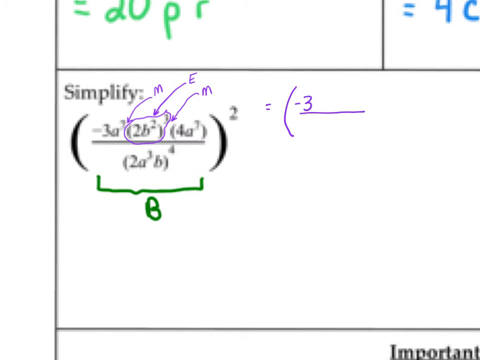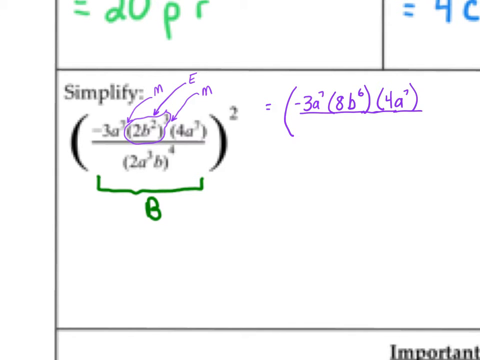The negative 3a to the 7 stays where it is. That 2b squared to the 3 becomes 8b to the 6. And the 4a to the 7 stays where it is.